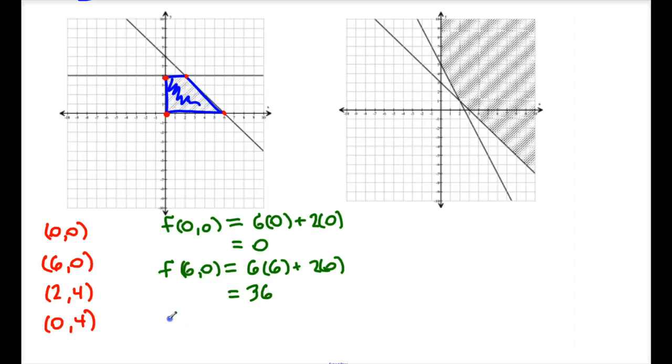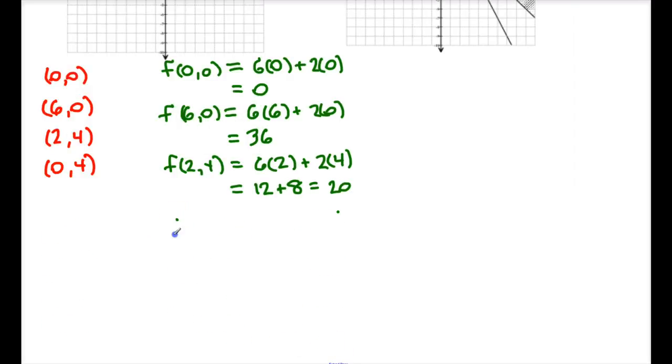Next, I'm going to plug in 2, 4. So 6 times 2 plus 2 times 4. That's going to give me 12 plus 8, which is 20. And lastly, I'm going to plug in my vertice 0, 4. So 6 times 0 plus 2 times 4, and that gives me 8.